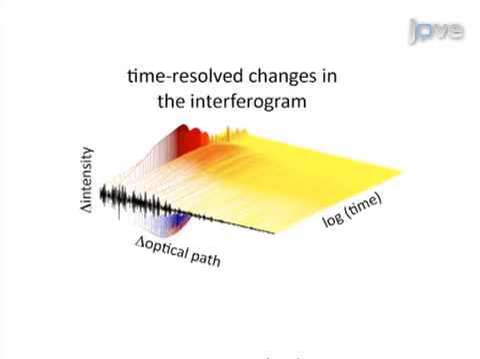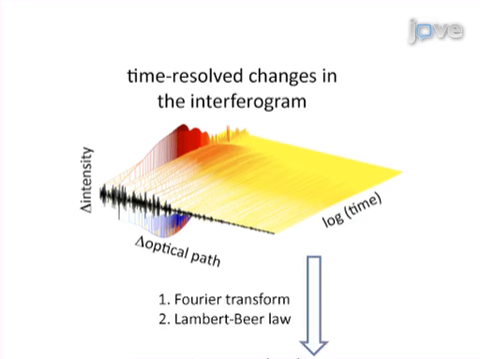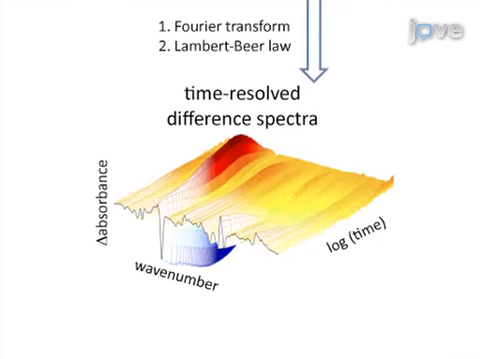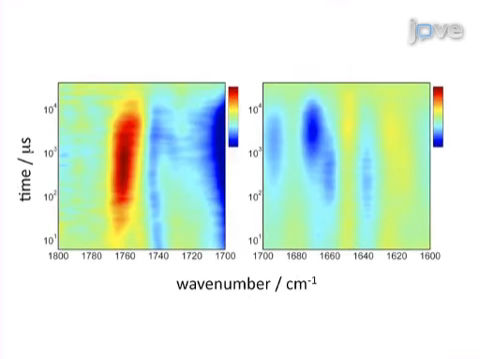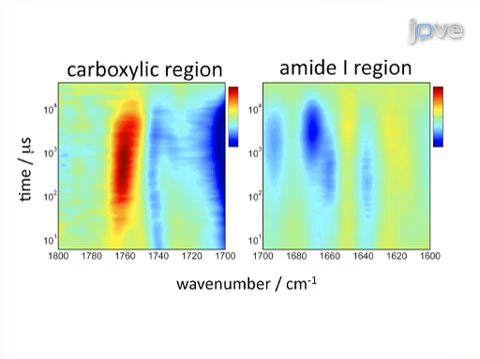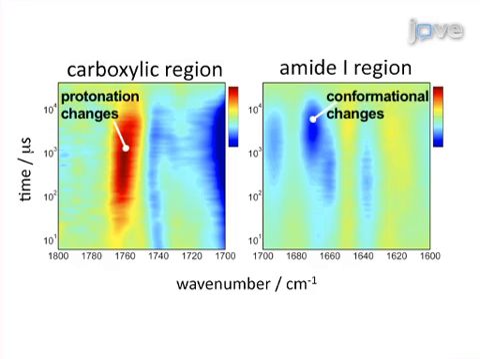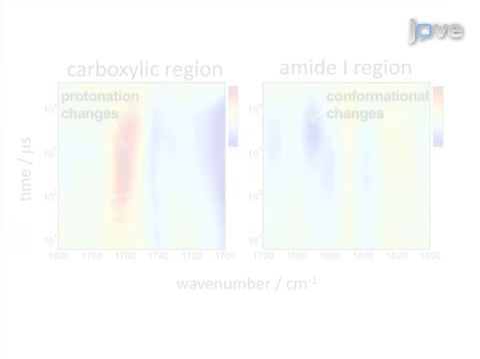The final step is to transform the time-resolved interferogram to time-resolved IR difference absorption spectra using the Fourier transform and the Lambert-Beer law. Ultimately, the time evolution of bands, especially in the amide I and in the C=O carboxylic regions, are inspected to obtain dynamics of conformational and protonation changes in the protein.